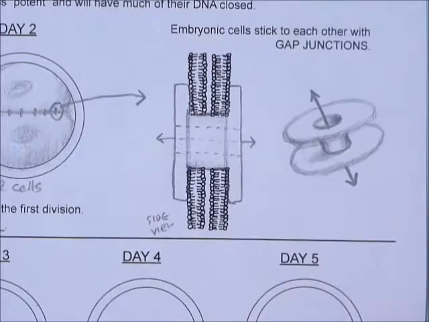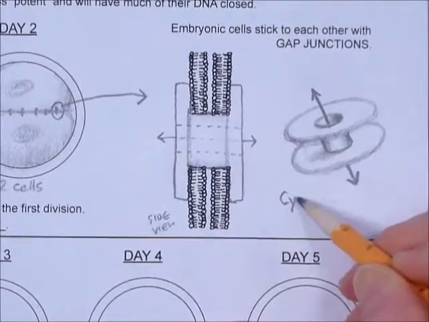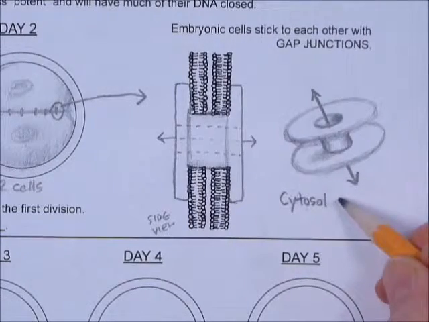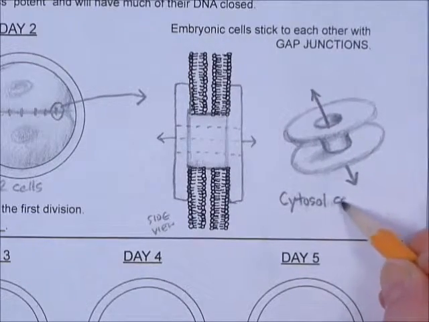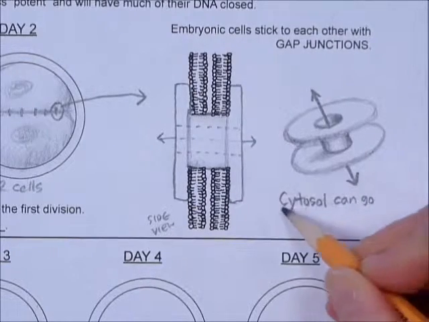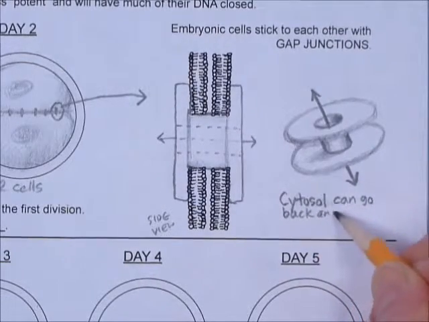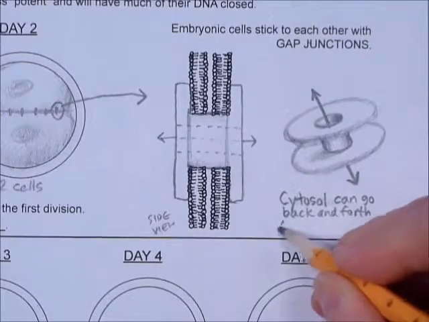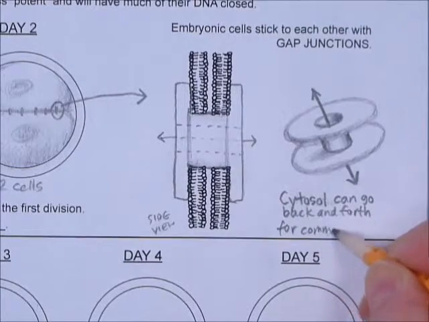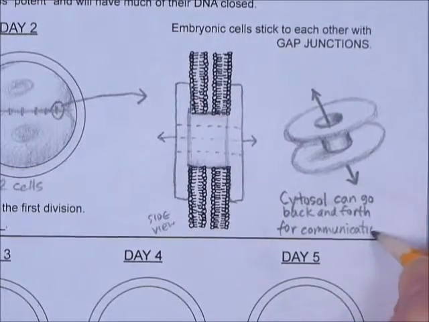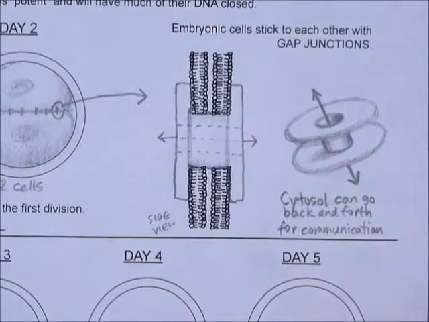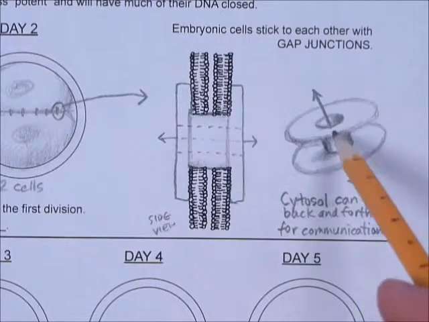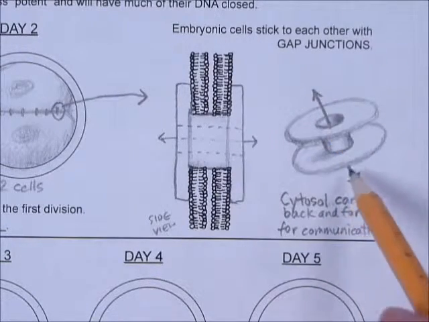And then let's make a note for ourselves that cytosol, the cell gel, the gooey stuff, can go back and forth between the cells for communication. Now, in the future, the cells are going to have a lot fancier methods to communicate. They're going to have more options, but right now, this is their primary option.